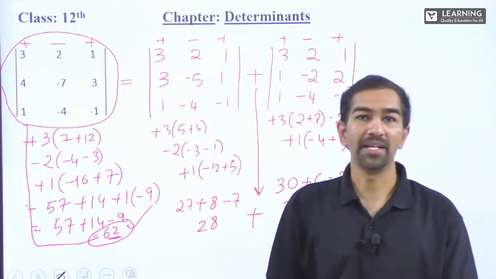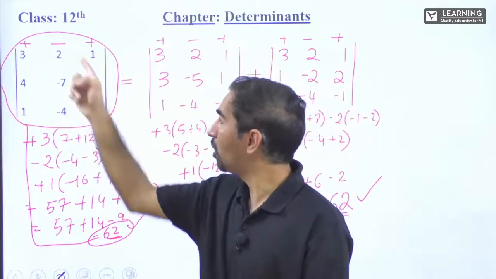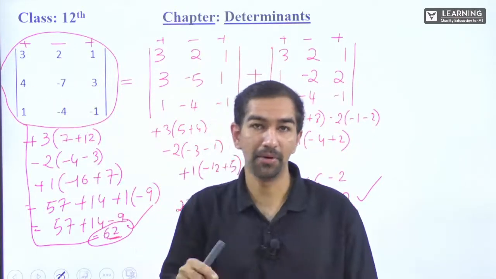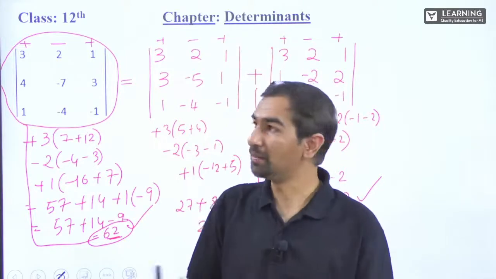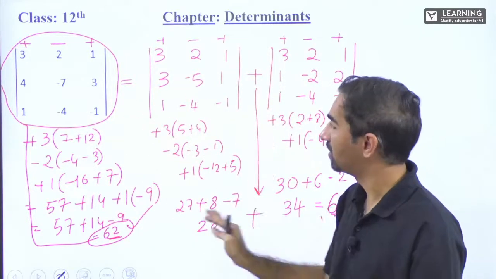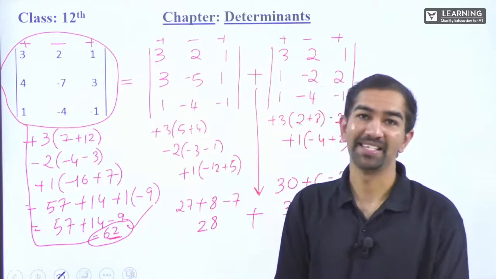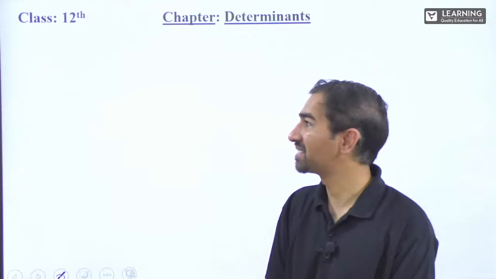So this is property 5, students, which means whenever a determinant is given, any row or any column, if it is expressed as sum of 2 or more elements, then the determinant also can be expressed as sum of 2 or more determinants. And we have proved that. So this is the proof of property number 5. Moving on to the next property, property number 6.